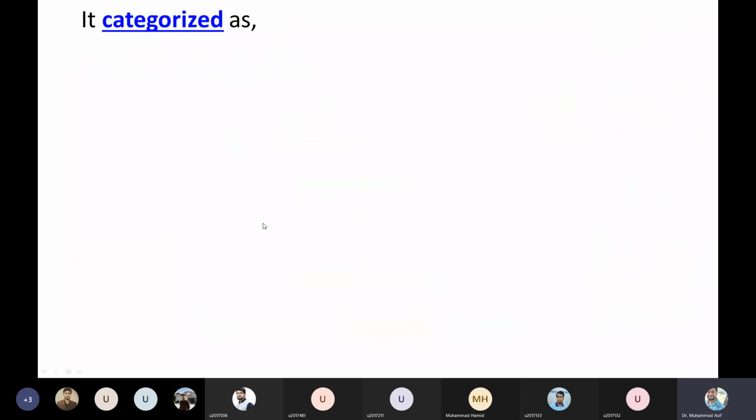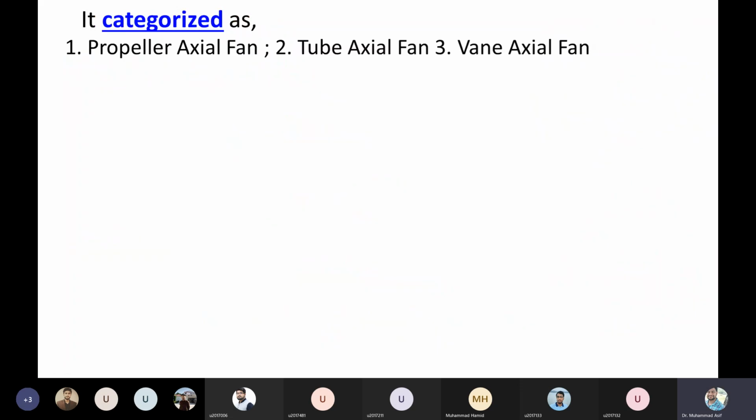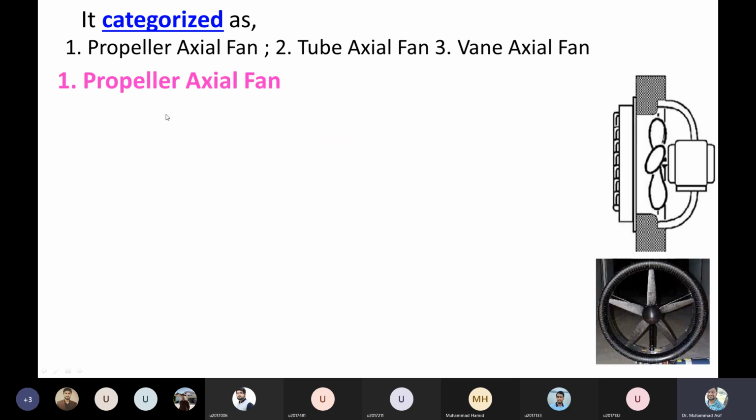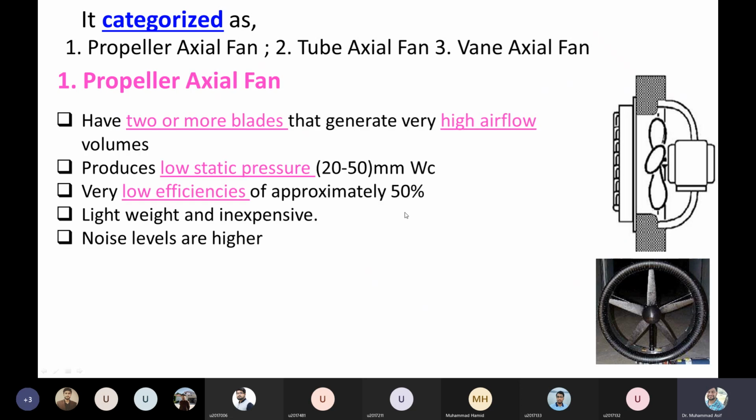The axial fan can be further categorized as propeller axial fan, tube axial fan, and vane axial fan. Propeller axial fan is one of the simplest axial fans. It contains two or more blades. You can see in this case we have 5 blades. They are used for generating a very large volume flow rate but a very low static pressure, as you can see, 20 to 50 millimeter of the water column. That's a very low pressure, but it can create a large amount of airflow.